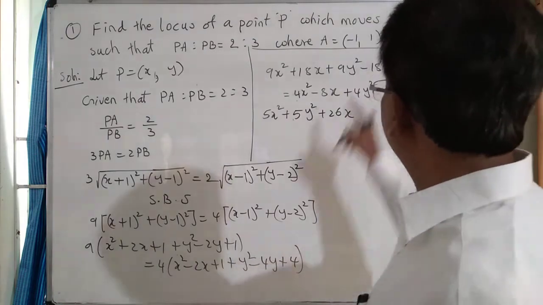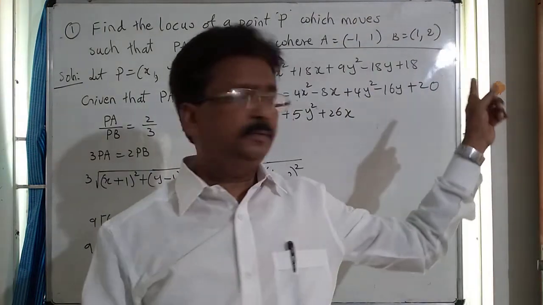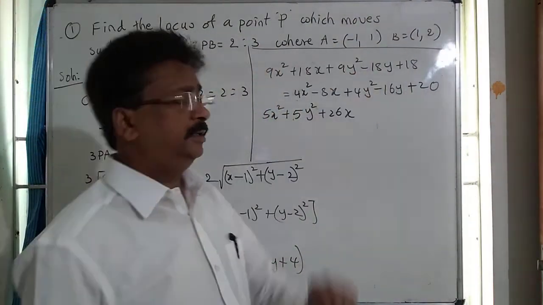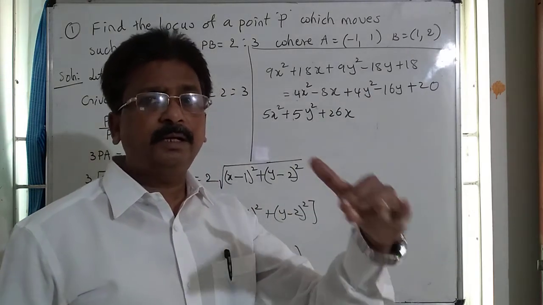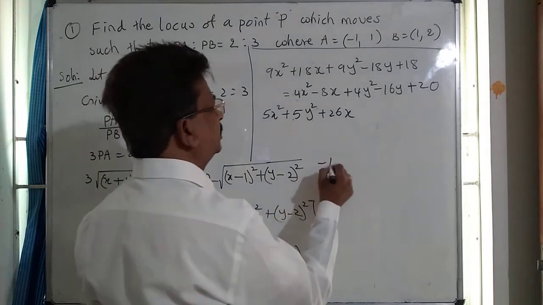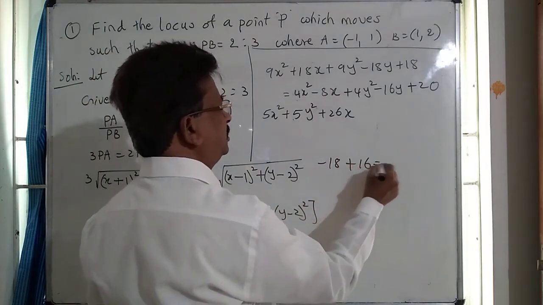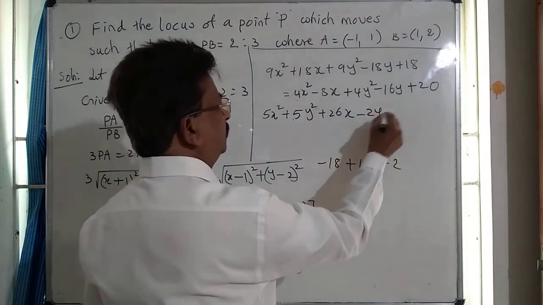Next, y terms. On the left side, minus 18; on the right side, minus 16. The minus 16 transferred to the left side becomes plus 16. So minus 18 plus 16, how much? Minus 2. So minus 2y.